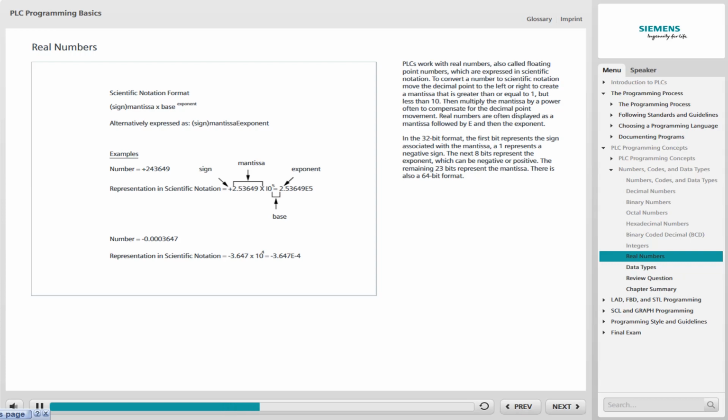In the 32-bit format, the first bit represents the sign associated with the mantissa. A 1 represents a negative sign. The next 8 bits represent the exponent, which can be negative or positive. The remaining 23 bits represent the mantissa. There is a similar 64-bit format. Siemens SIMATIC PLCs can use 32-bit real numbers. Siemens SIMATIC S7-1200 and S7-1500 PLCs can also use 64-bit long real numbers.